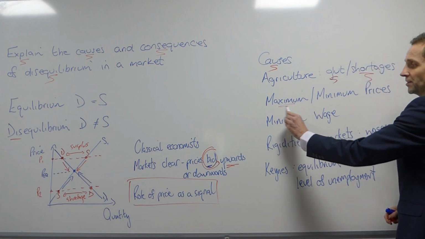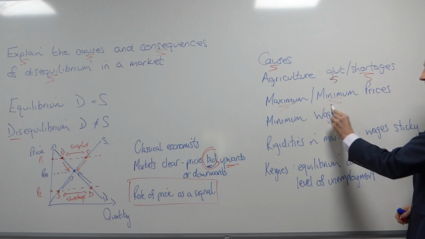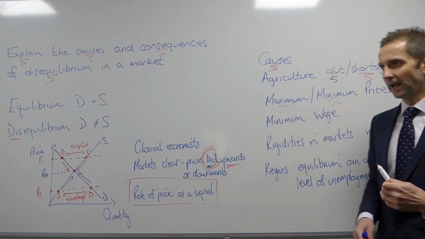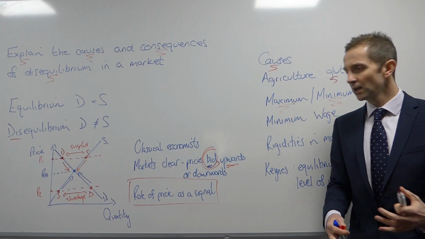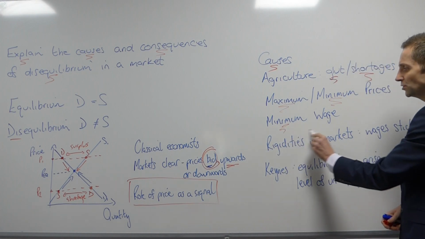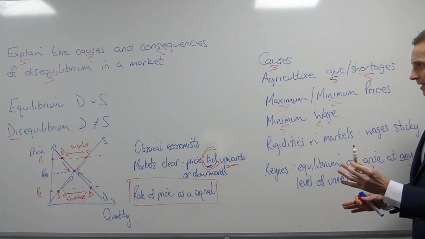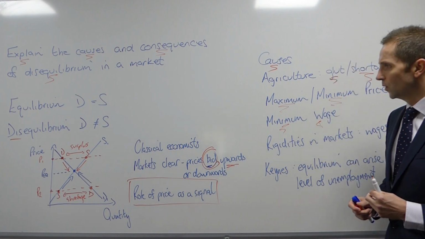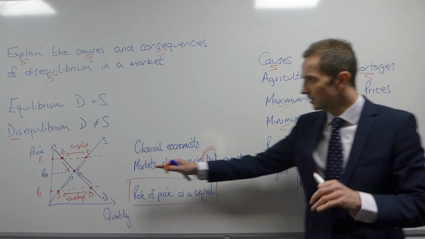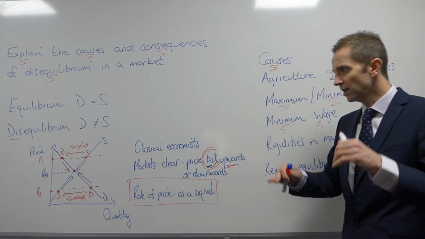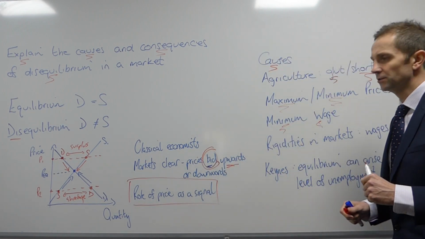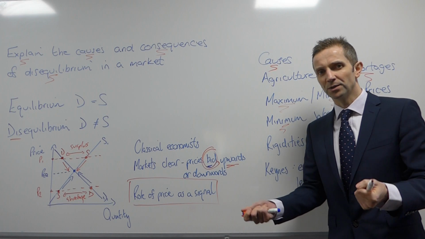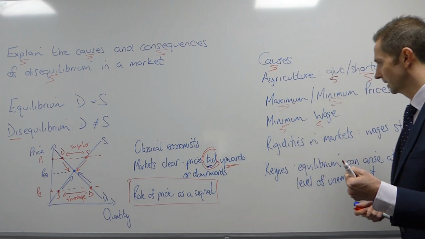There's also obviously the whole notion of maximum and minimum prices, and again maybe we'll come to that in separate videos. Minimum wage interferes with equilibrium. So these are interventions by governments, generally speaking, which are interfering with the balance of equilibrium and pushing it out of equilibrium. Now, some of that can be beneficial, but some of it can be harmful, as I'm sure you know.